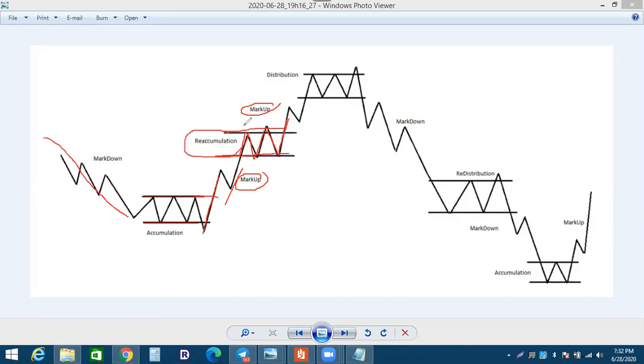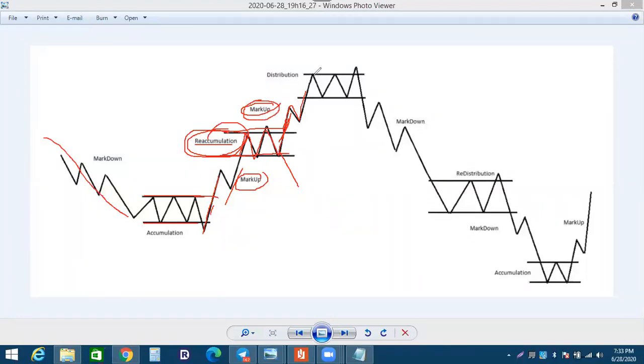If from here we find a breakout down, this phase will change. Here distribution will come. But if the breakout is in the same trend, in the markup, then we can consider that a reaccumulation. That is a pullback of the trend. Again, the trend goes in an up direction. When going in an up direction, we consider that markup starts again.